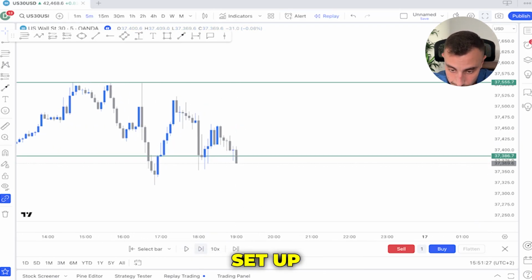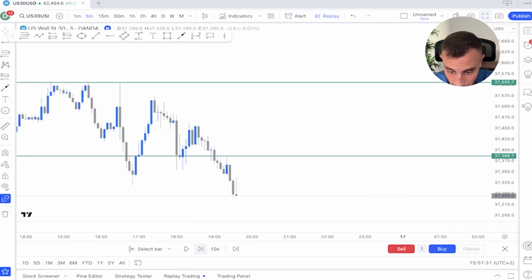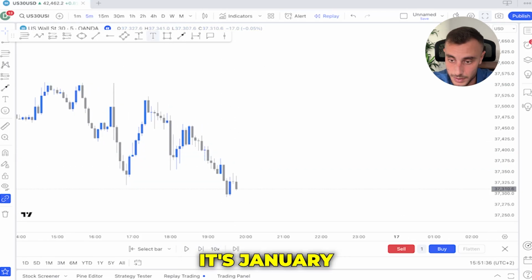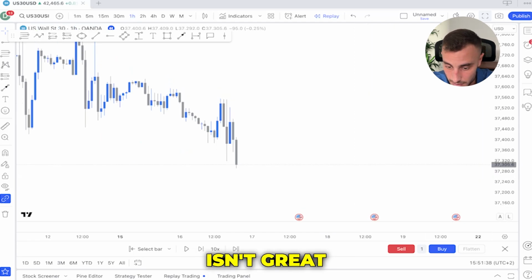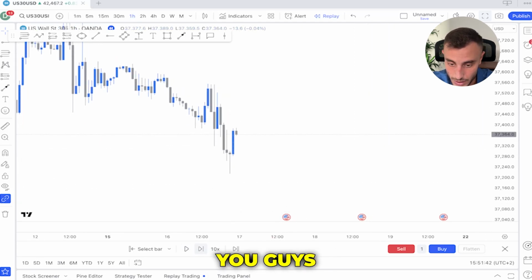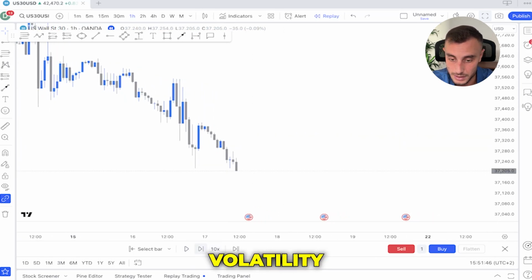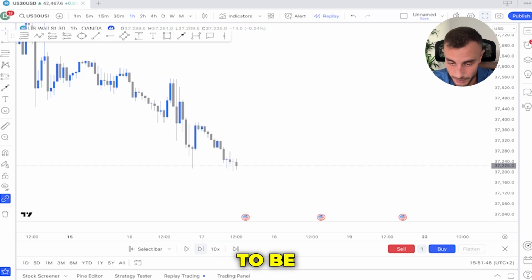And I don't really like how this setup looks because it moved a lot to the upside. Bear in mind, it's January, okay? And no trade. It's January, the volatility isn't great, but I decided to backtest this month to show you guys how the strategy looks even in a month where the volatility isn't where we want it to be, okay?